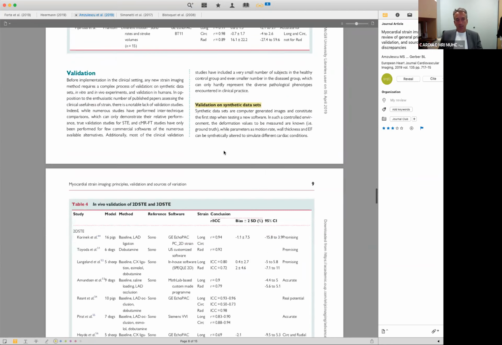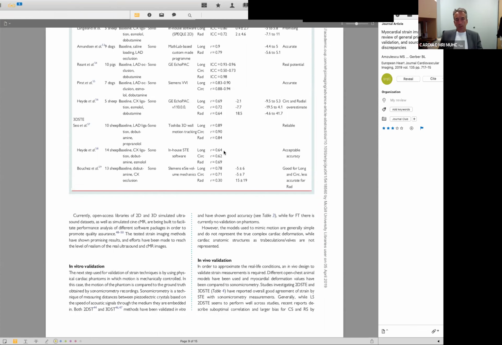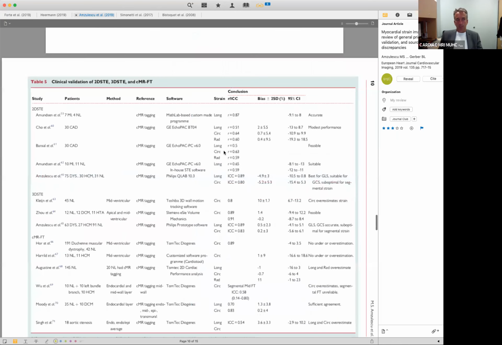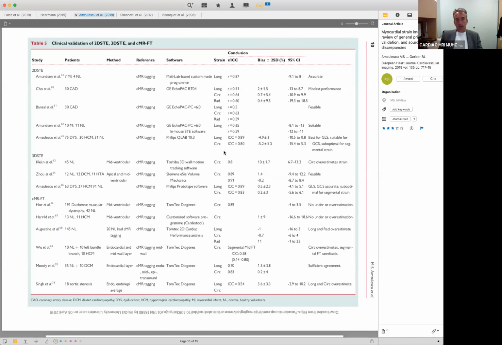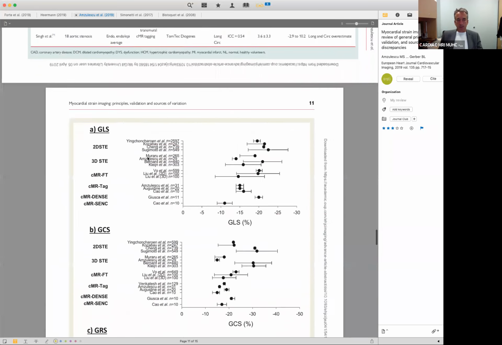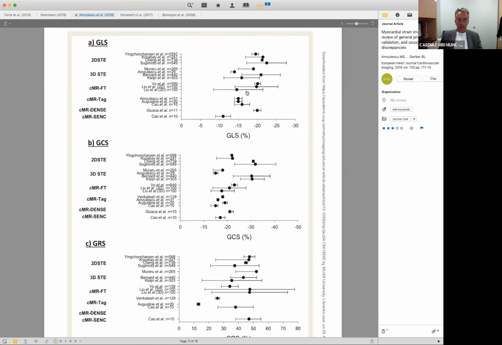In vitro, I find a very elegant method is to use a computer, basically synthetic images. But there are just a few reports out there, and we have to wait for more data. So the paper also here summarizes a couple of the clinical, quote-unquote, validation trials. But you see a lot of them have used CMR tagging as a reference, which itself is, of course, subject to limitations. And here you see in figure 8, you see how variable the normal values that have been published are for the different methods.